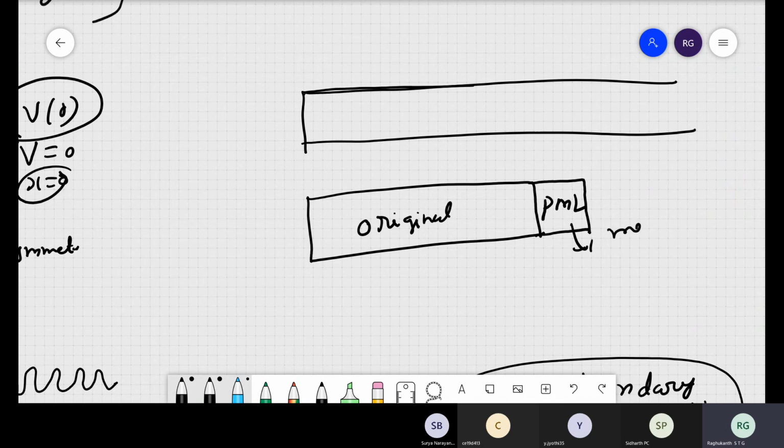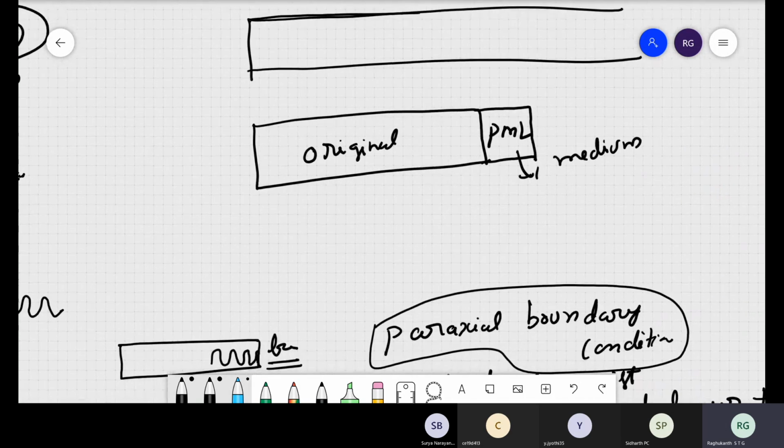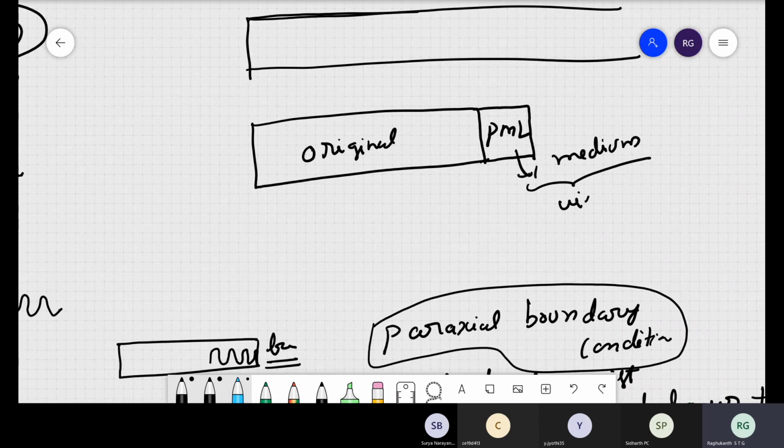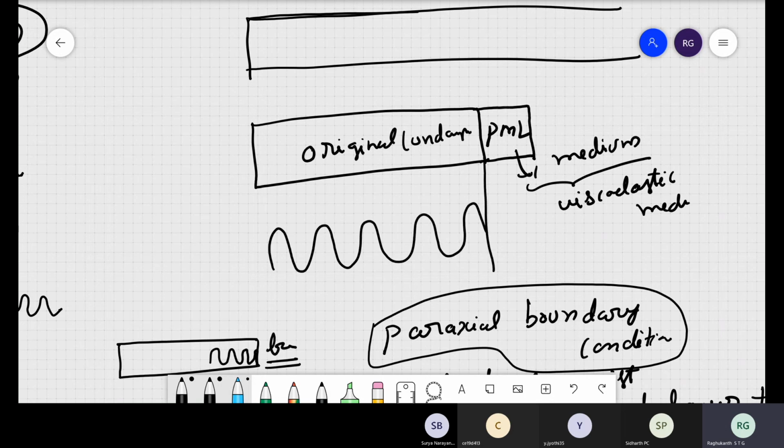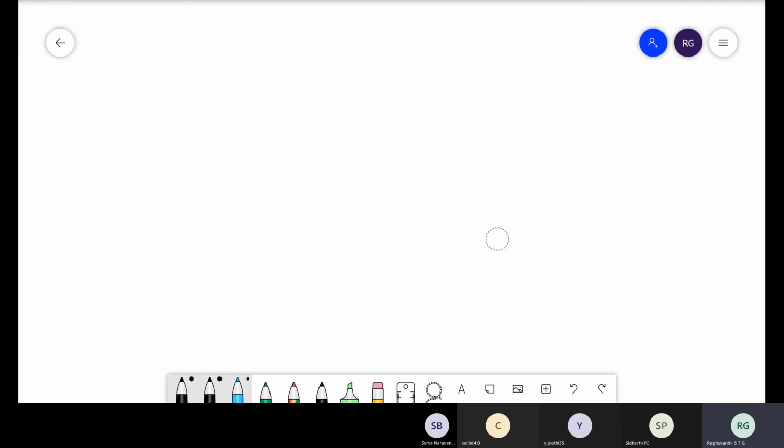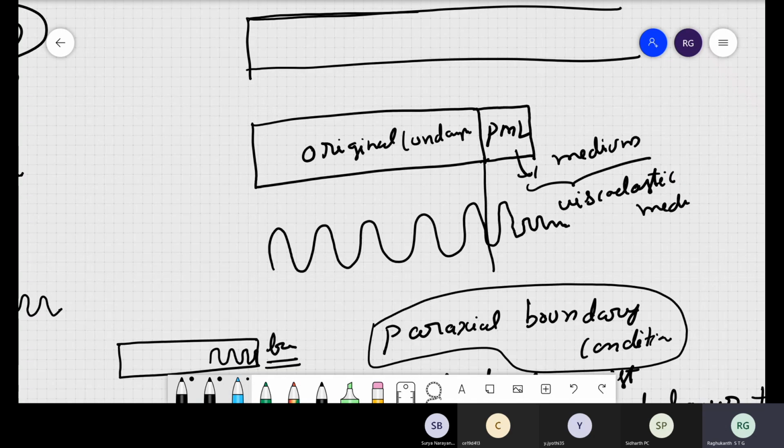So this is a different medium actually. The idea here is that we approximate this medium as something like a viscoelastic medium. This is like the undamped or original medium. When a wave goes, it will be like this. Now at this junction, nothing will happen to the wave, but it decays actually. You followed, of course it decays something like this. So it decays like this itself.